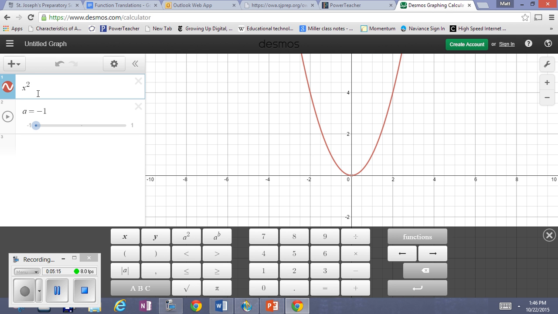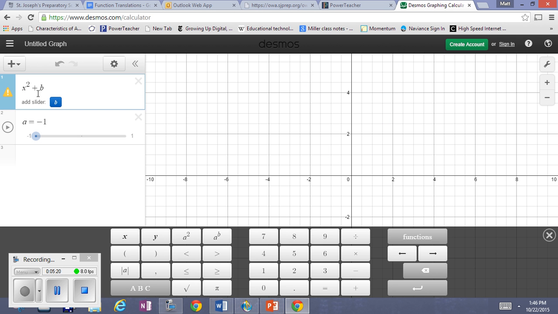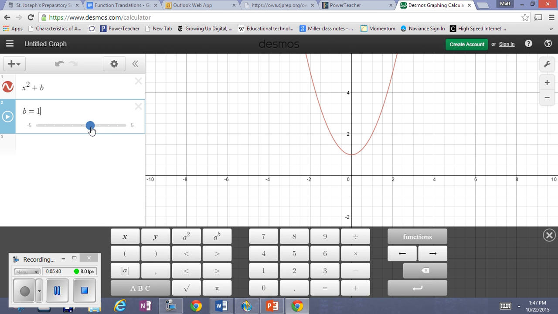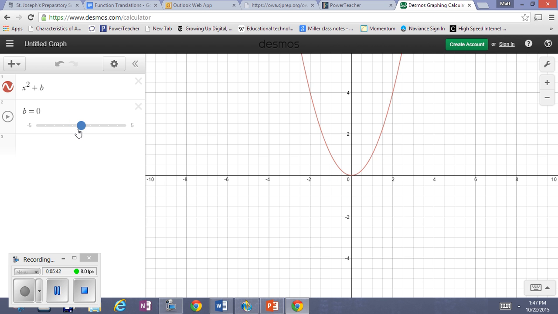Now x squared plus b, and then we'll add the slider in there for b. It doesn't really matter, I think it went from -5 to +5. That's just trying to keep it within the viewing window, step of 1. What's the impact of that slider? Well, if it's at 0, that's x squared. x squared plus 1, what's it do? x squared plus 2, what's it do? x squared minus 4, what's it do?